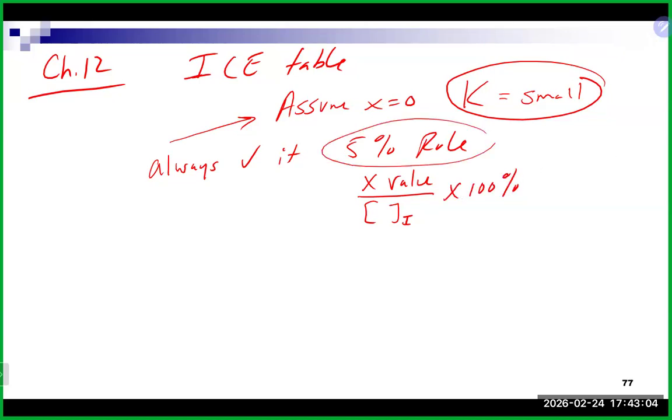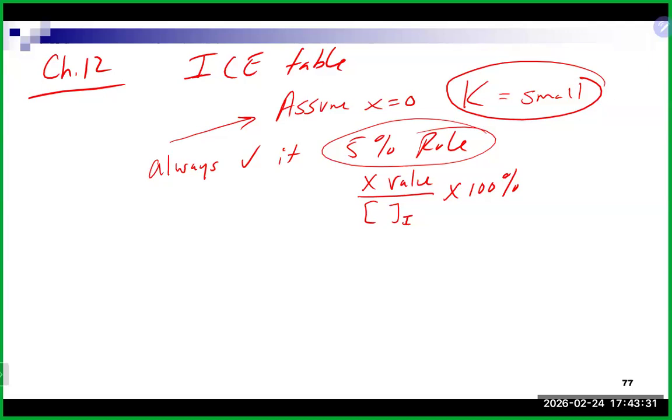If it is 5% there or less, then the assumption is good, and you could use the x value that you got. If you're over 5%, then technically speaking, the assumption is not good, and you would have to go back and solve it. For our purposes here, that would mean you would have to go back and solve it probably through the quadratic formula, as that's probably the only option left at that point.